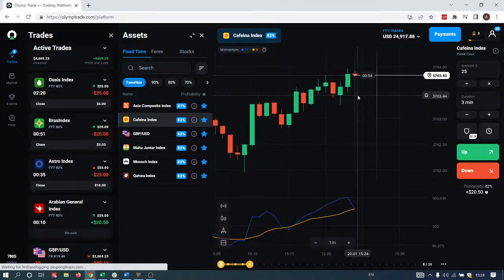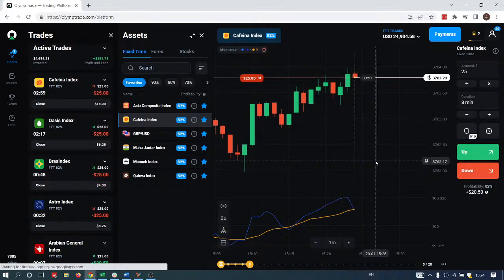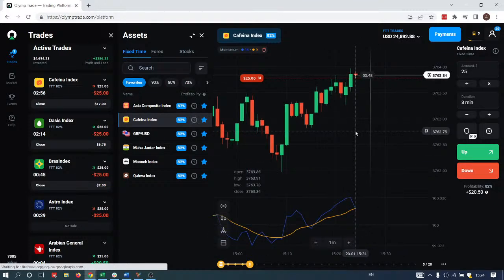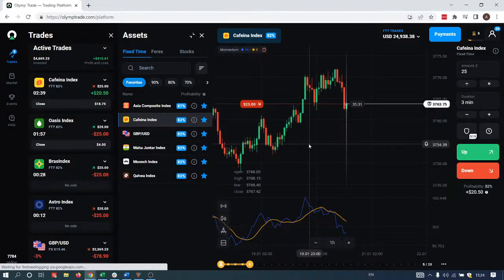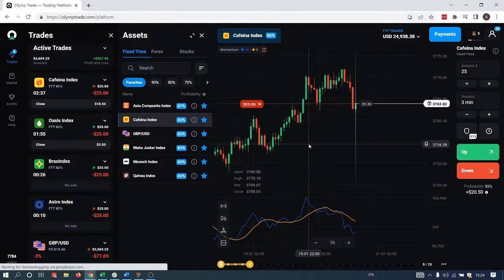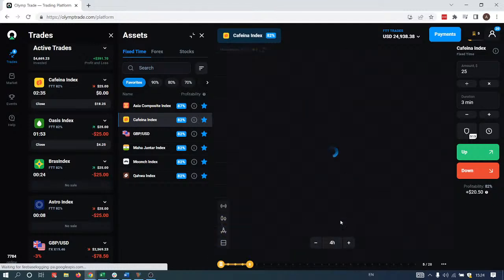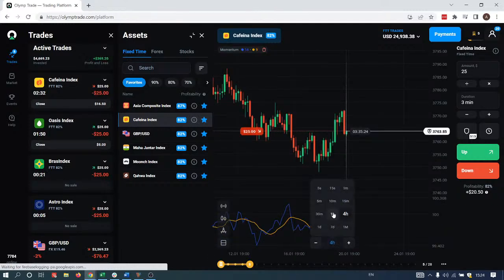So Caffeine index, yes, I was correct. The signal has just appeared. Despite the price growing, this indicator, the momentum indicator, even with the uptrend, predicts this potential reversal moment. It can also be used for finding these local reversals, especially on higher time frames like 4 hour, 1 day, and probably even 7 days. I haven't tried 7 days.